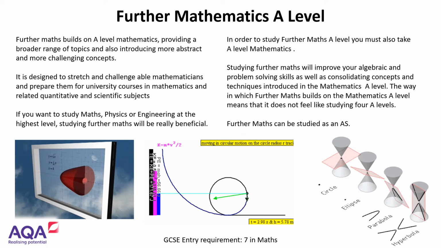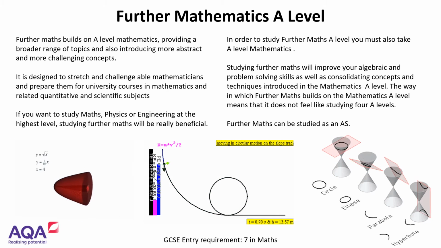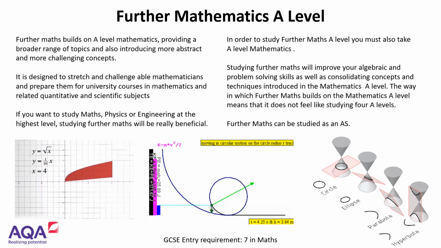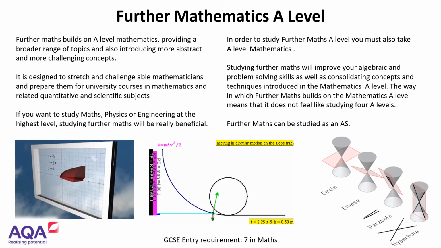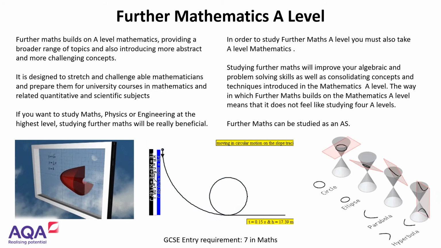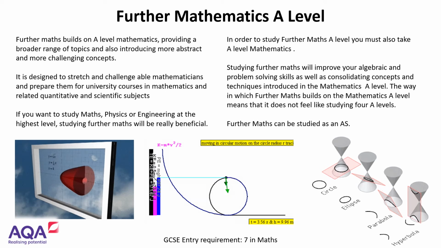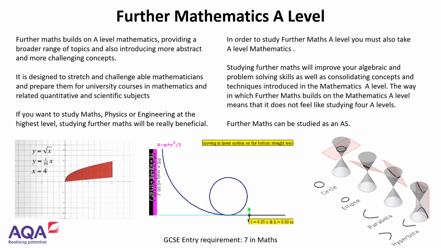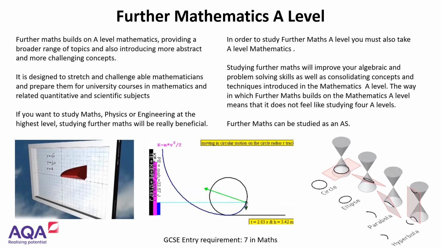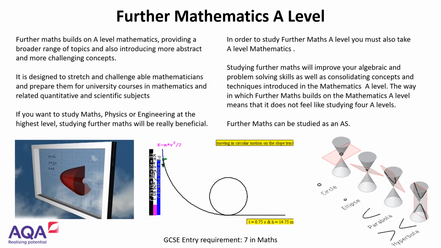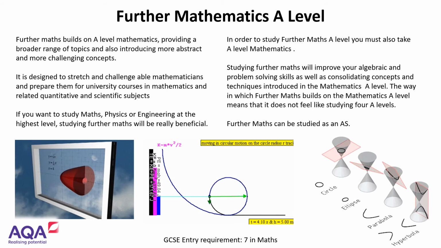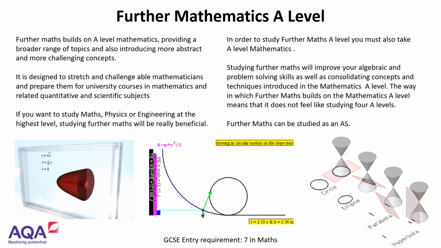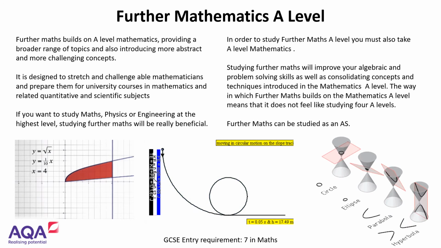And in case you were concerned, the way in which Further Maths builds on that Maths A level means that if you do 4 subjects, it doesn't feel like you're doing 4 separate A levels. There's a certain amount of overlap and support between the Further Maths and regular Maths A level. And that particularly is highlighted in the second half of Year 13, where the benefits of studying 2 mathematical A levels really comes to fruition.